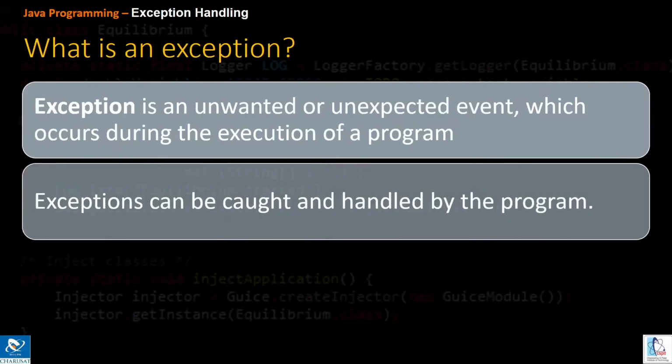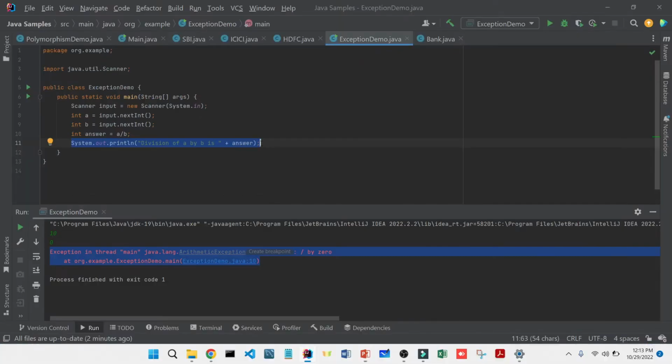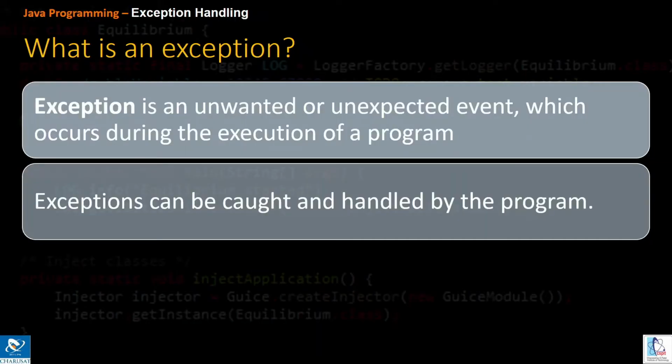Now, an exception can be caught and handled by the program. Let's try to understand. Here we should display a proper message, and the remaining statement should also be executed. This should be handled with the mechanism called exception handling, so that the remaining statement can be executed. We are going to see that later on.